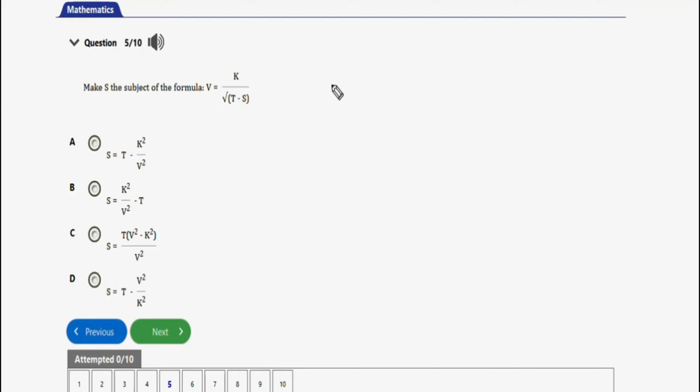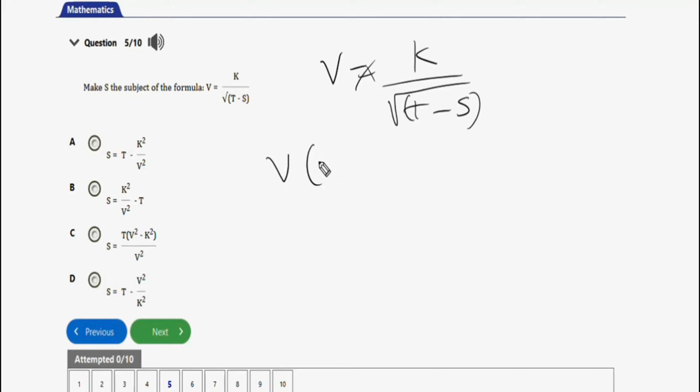So let's go ahead and solve this question. It says make x the subject of the formula. In this question we have v equals k over the square root of t minus x, in brackets. When you cross multiply, you're going to have v times the square root of t minus x equals k.